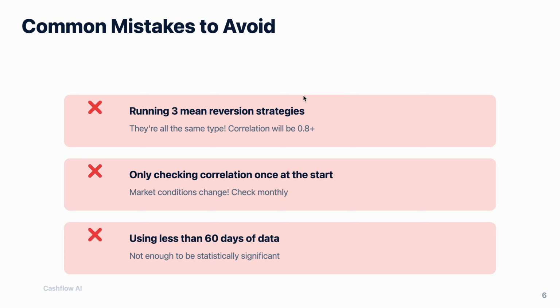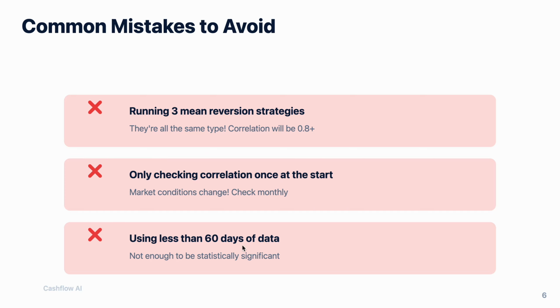Some common mistakes to avoid: if you are running the same type of strategy, you're going to have the same correlation. So if you have 3 different bots and they're all iron condor bots, they're going to have the same correlation. Also, only checking correlation at the start is a mistake, because market conditions change, so you really want to recheck all of this monthly or on a weekly basis.